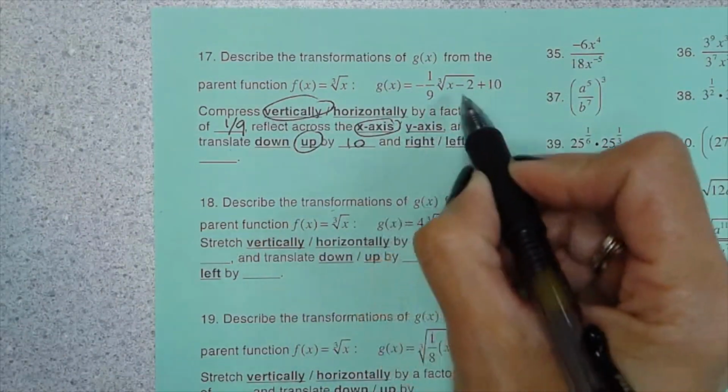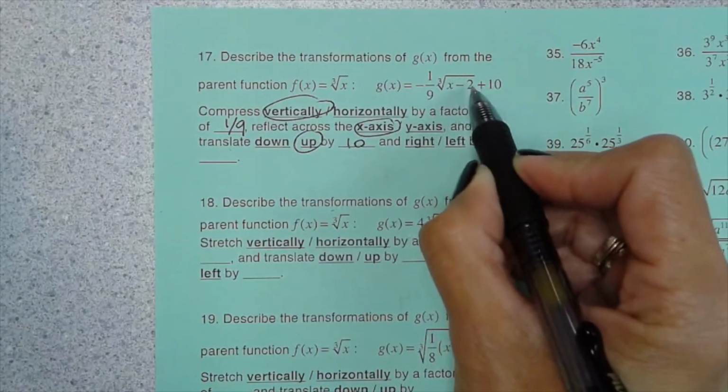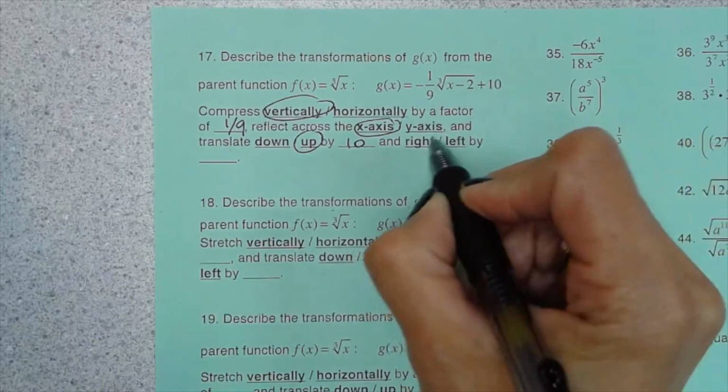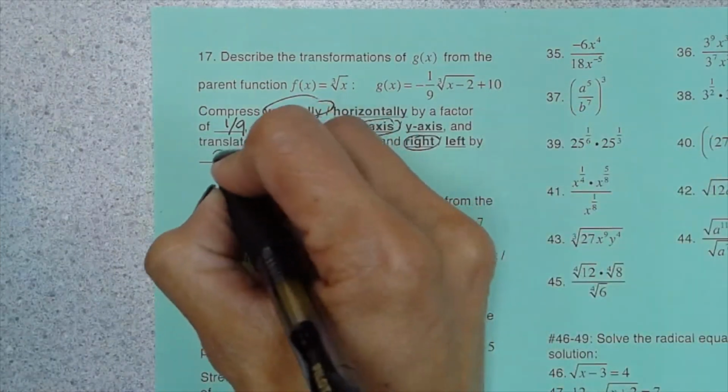And then we have x minus 2 underneath the radical, so that's going to be a right by 2 units.